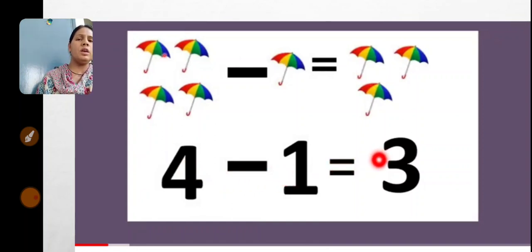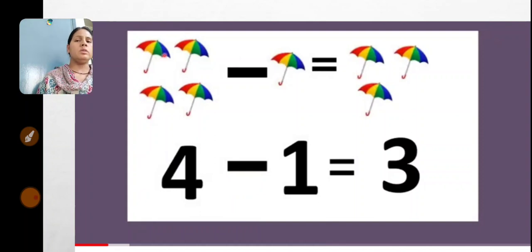remains 3 umbrellas, and we write this as 4 minus 1 equal 3, and it can be read as 4 minus 1 is equal to 3. This is the sign of the subtraction. The term used for subtraction is minus, and the symbol used for subtraction is this.